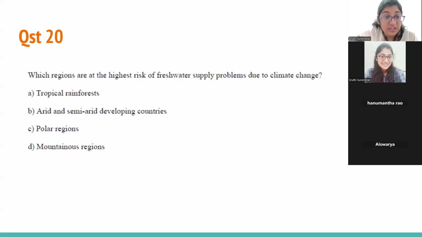Now, which regions are at the highest risk of freshwater supply due to climate change? So, the tropical rainforests are those rainforests that get a lot of rain. Are they the arid and semi-arid developing countries? We talked about arid regions being those regions that get precipitation that is less than 25 centimeters per year, and semi-arid 25 to 50 centimeters per year. Or is it the polar regions, or are the mountainous regions going to be impacted in the freshwater supply due to climate change?